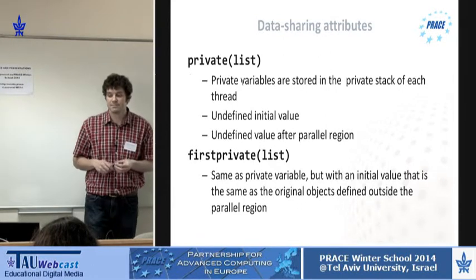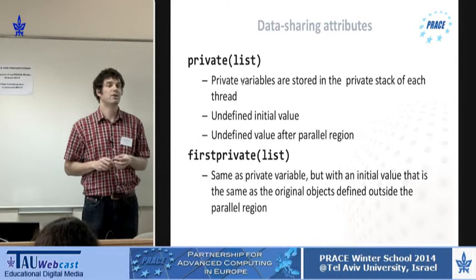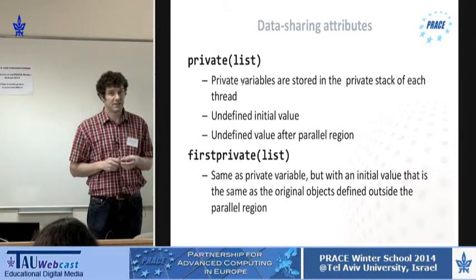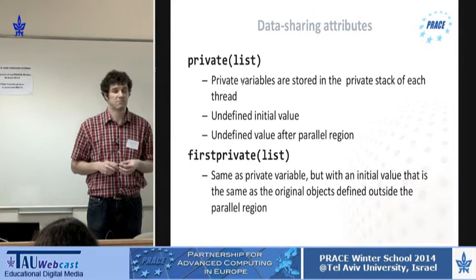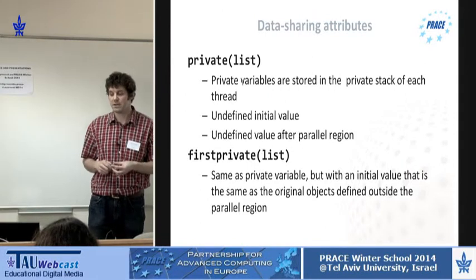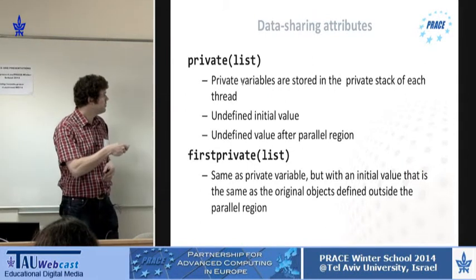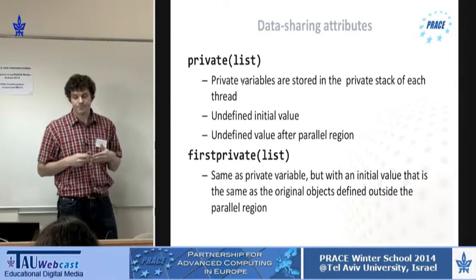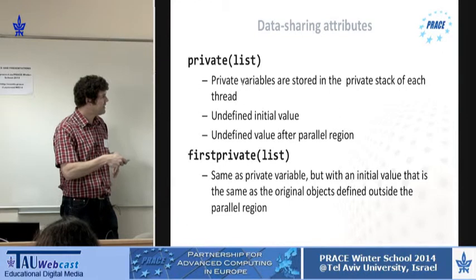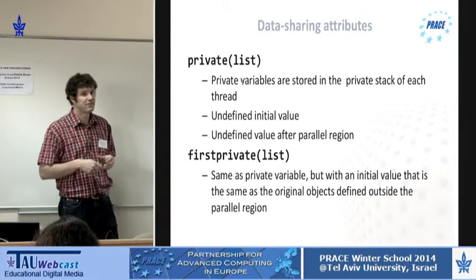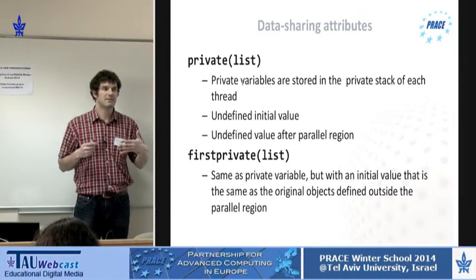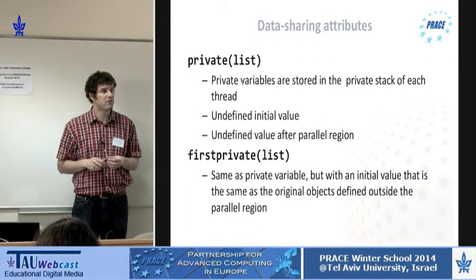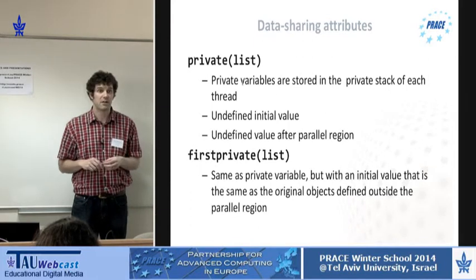In some cases, when you enter the parallel region, you would like the variable to have some well-defined initial value provided. Then it's possible to use the firstprivate clause. It's otherwise the same, but for each thread, the variable has an initial value that is the same as in the original variable outside the parallel region.